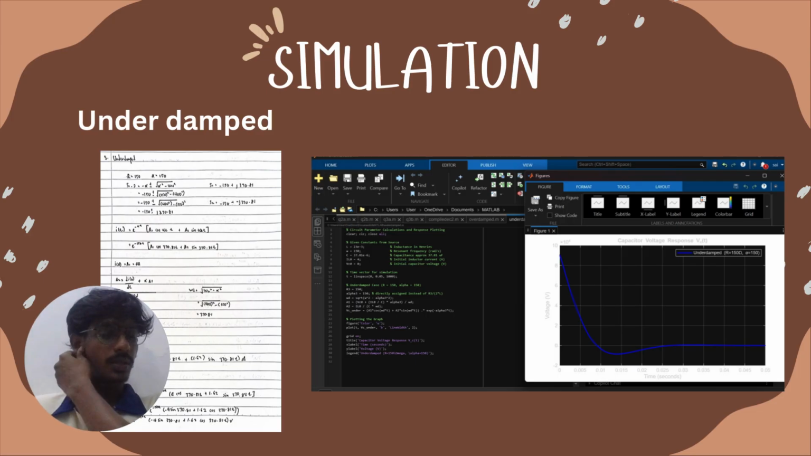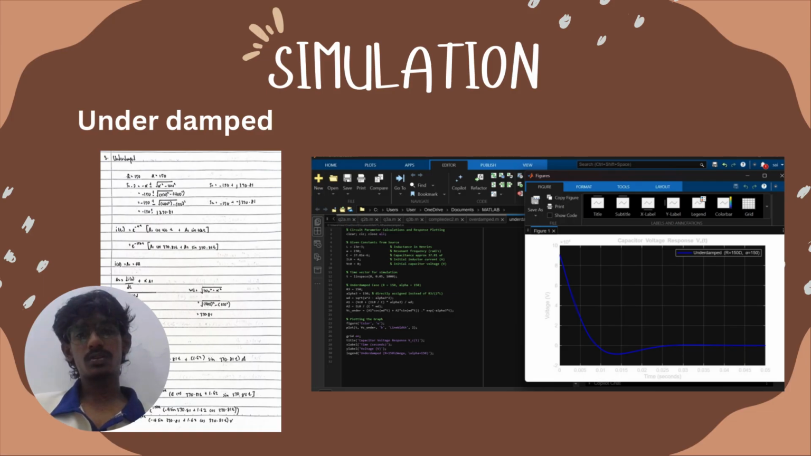We are implementing the same formula as before, that is negative alpha plus or minus the square root of alpha to the power of 2 minus omega to the power of 2. For s1 we get negative 150 plus j 370.81, and s2 is negative 150 minus j 370.81. After we get both values, we are going to put them in as exponent negative 40 in brackets, a1 cos omega t plus a2 sin omega t.